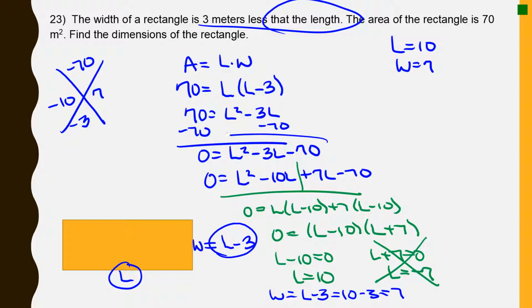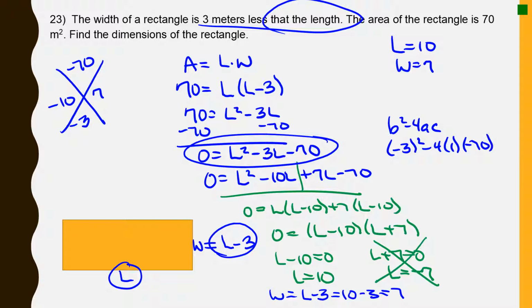Could have done that from here using the quadratic formula. If you do that, your discriminant would be negative 3 squared minus 4 times 1 times negative 70. 9 minus 4 times negative 70. 9 plus 280, which is 289, and it does have a perfect square.